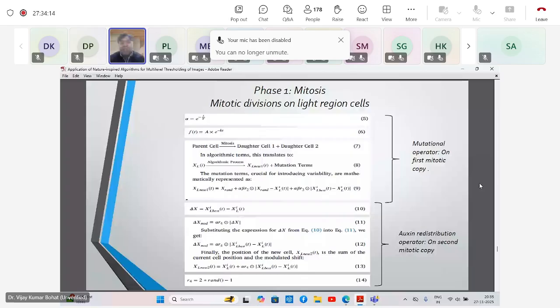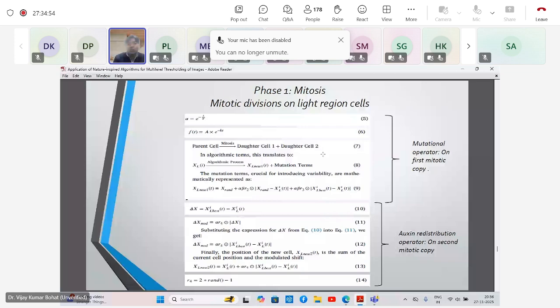So in phase 1, we decide the mitotic division on light region cells. We have different equations for XL cells and different equations for XS cells. For light region cells, like in equation 7, we have seen that the parent cell goes through the mitosis phase and daughter cell 1 and daughter cell 2 are generated. So every solution will create two different solutions. In equation 9, you can see XL new 1, and in equation 13, you can see XL new 2.